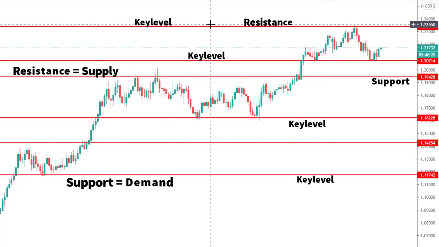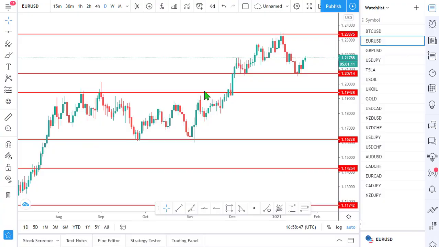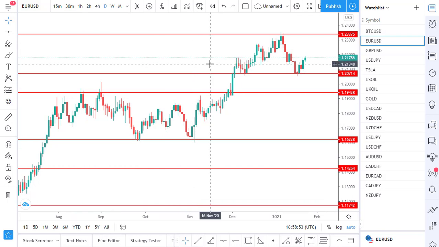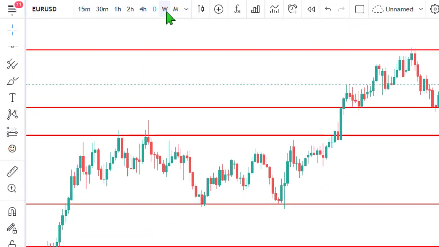To look out for powerful key levels, we have to move to a higher time frame, simply because the higher we navigate, the more powerful these key levels become. To construct major key levels, which are known as powerful support and resistance levels, we need to navigate to the daily and weekly time frame.